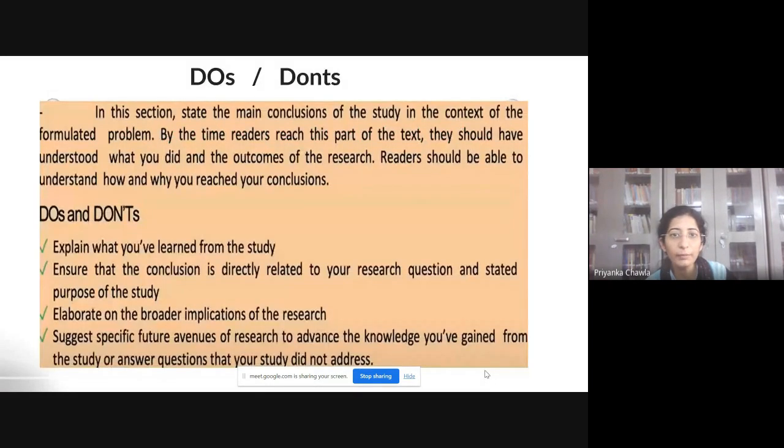Now when we talk about the conclusion part, conclusion is a sum up. We are concluding the things. So what we have to include in this conclusion part: the reader should be able to understand how and why you reached this particular conclusion. They should understand what you did and what the outcomes of the research are. This is the main part of the conclusion. This is the answer to your research problem. Also include the broader implications of the research.